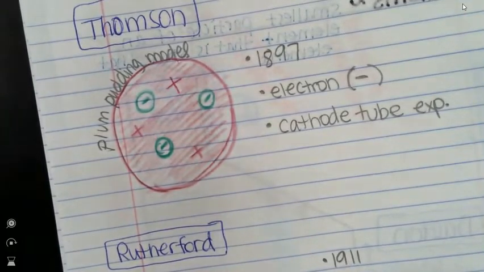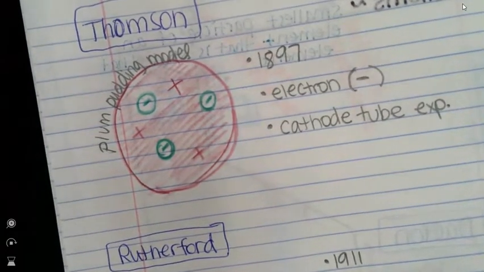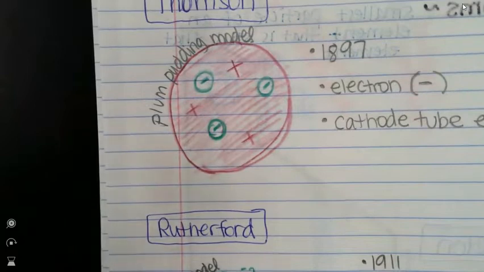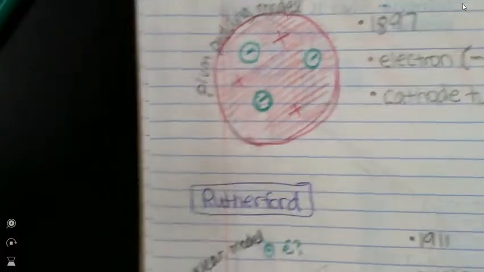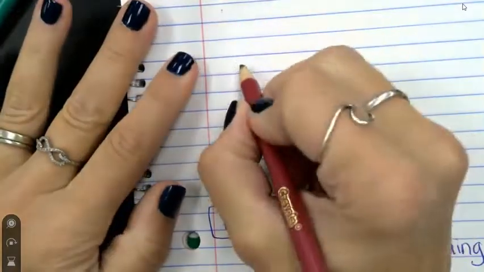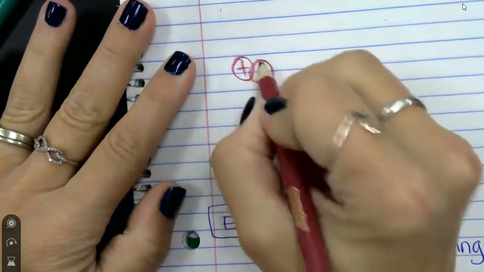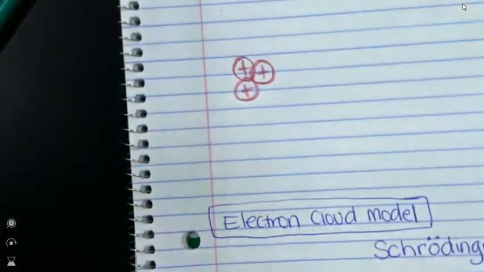Bohr put the electrons in rings. This is the solar system model. So this is my nucleus. I had 3 protons, so there were still protons.